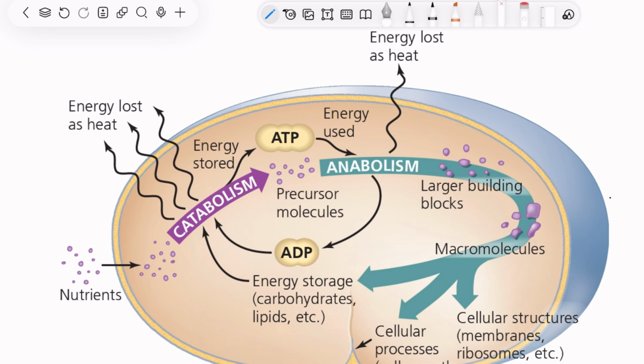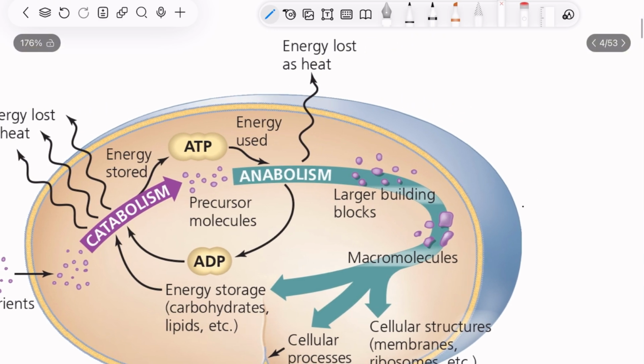Not all of the energy from catabolism is captured in ATP. Some of it is lost as heat. The ATP stores energy for the cell, ready to be used for processes requiring energy like anabolic reactions. And so then we move into anabolism.